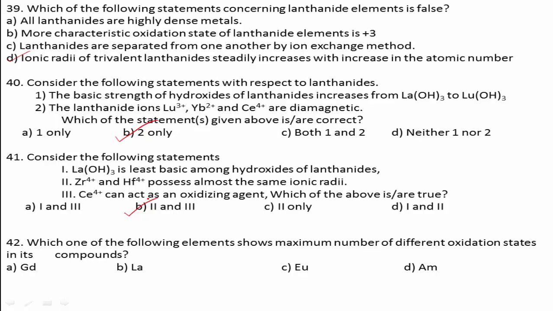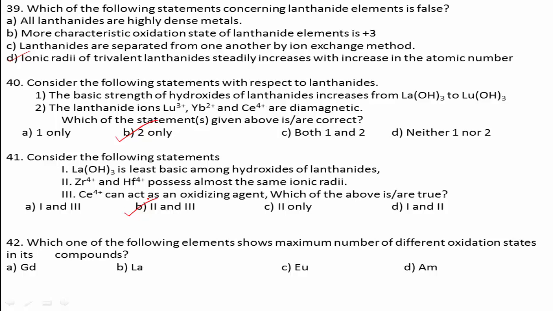Next, question number 42. Which of the following elements shows the maximum number of different oxidation states in its compounds? Options are given. Option A, Gd, option B, lanthanum, La, option C, Eu, option D, Am.